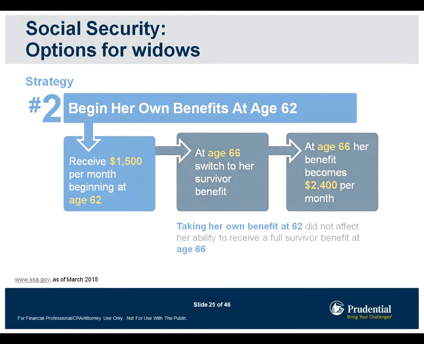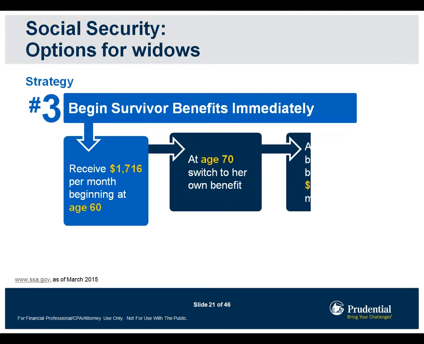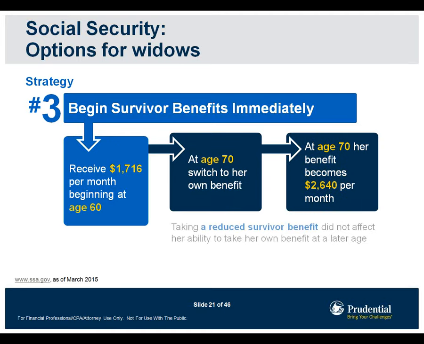And then there's option three, in which case she takes the survivor benefit early at age 60, that's the earliest you can take it, and then she leaves her own benefit alone. And then when she turns age 70, she switches to her benefit based on her earnings record. So let's do a quick comparison.